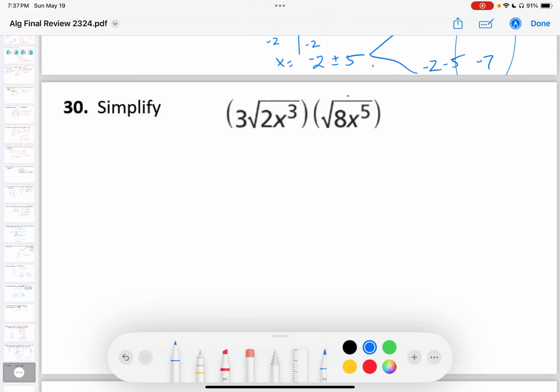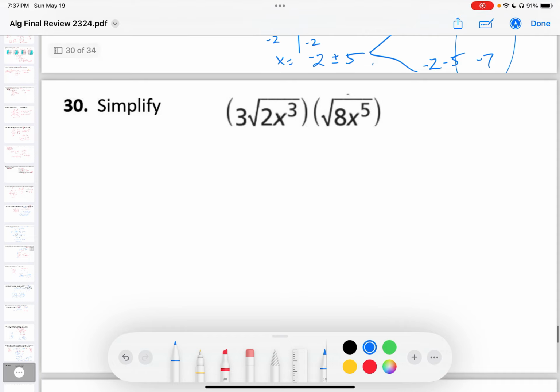30 says simplify these two radicals. So the left side's already simplified except for the x to the third. And then we've got our x to the fifth. We're going to actually merge those back together in a second here. And we're actually going to multiply these two together as well. So we're going to do 3 on the outside, but then we're going to put these together. So 2 times 8 is 16. And x to the third, x to the fifth, those actually get added to give us x to the eighth.